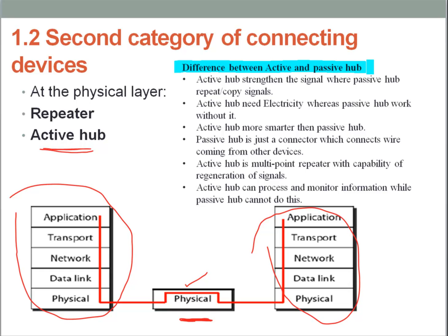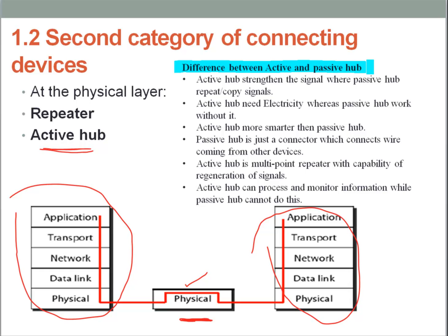Active hubs need electricity. You have to provide electricity for the active hub. But for a passive hub, you need not provide electricity. Without electricity also it can work. It is simply connecting. The active hub is smarter, very smart compared to the passive hub. So these are all the differences. We already discussed this in some previous lectures. You can refer to those lectures.